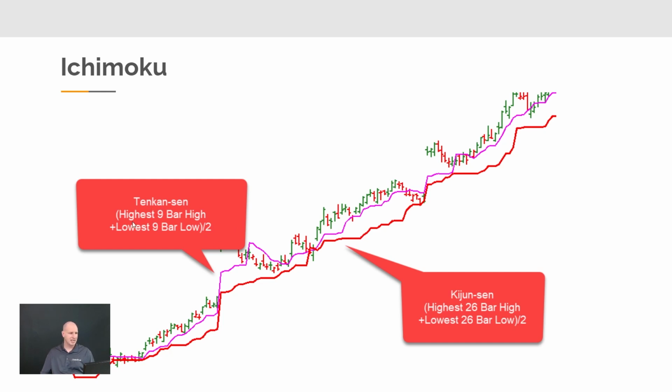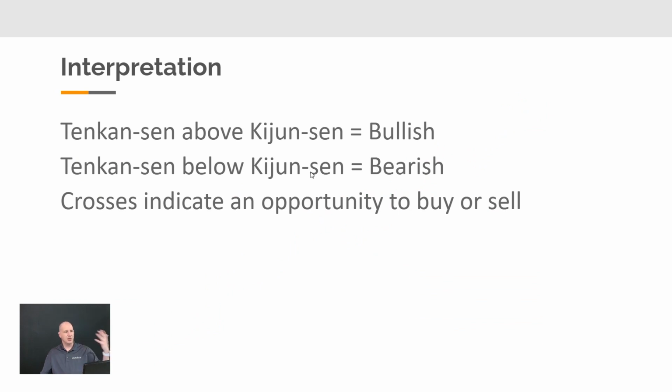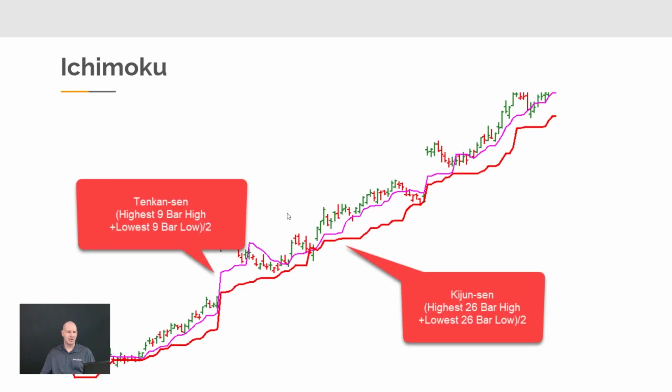Okay, so we've got the Tenkan Sen, which are these pink and red lines. The Tenkan Sen is this line, and then the Kijun Sen, and you can see the formulas for how these are calculated. Basically, when the Tenkan Sen is above the Kijun Sen, it's bullish. When the Tenkan Sen is below the Kijun Sen, it's bearish, and crosses indicate an opportunity to buy or sell.